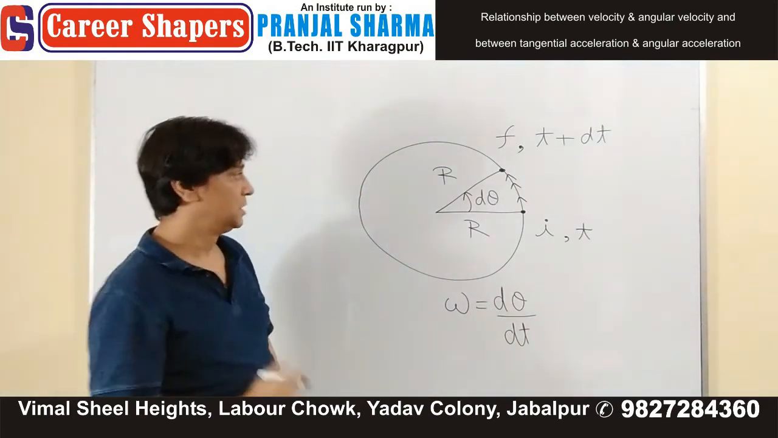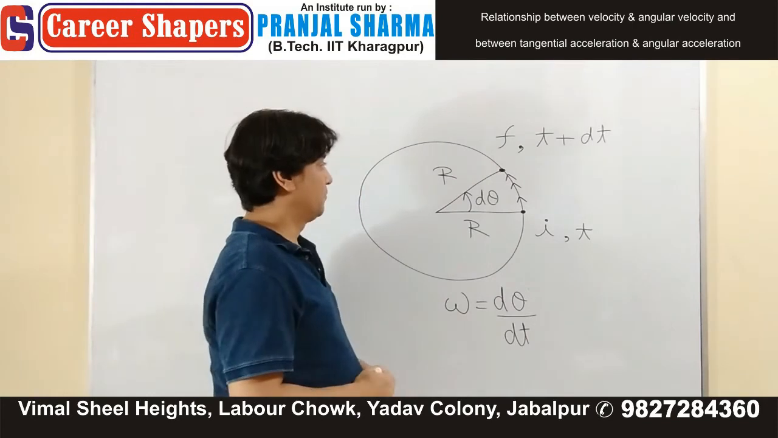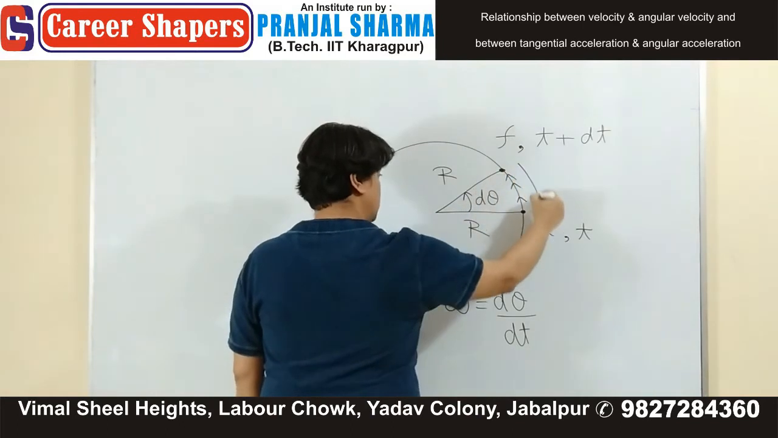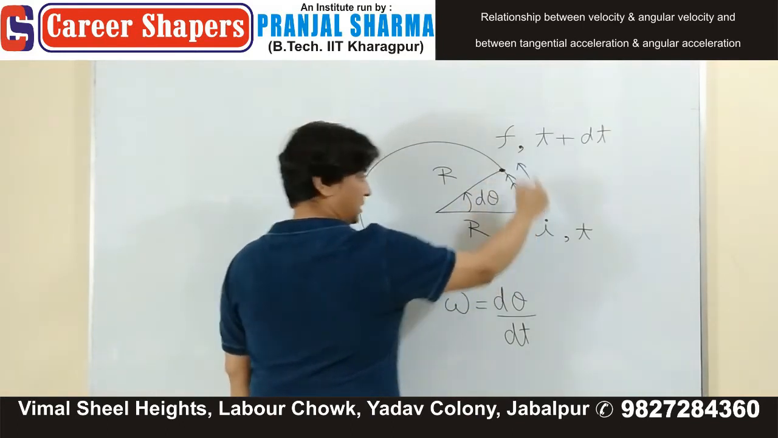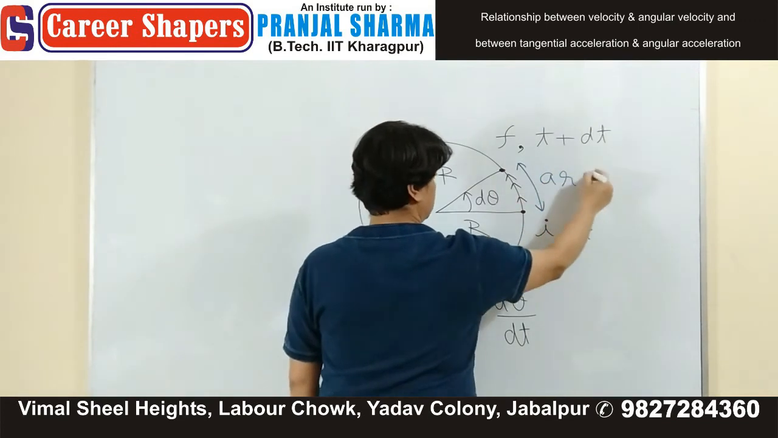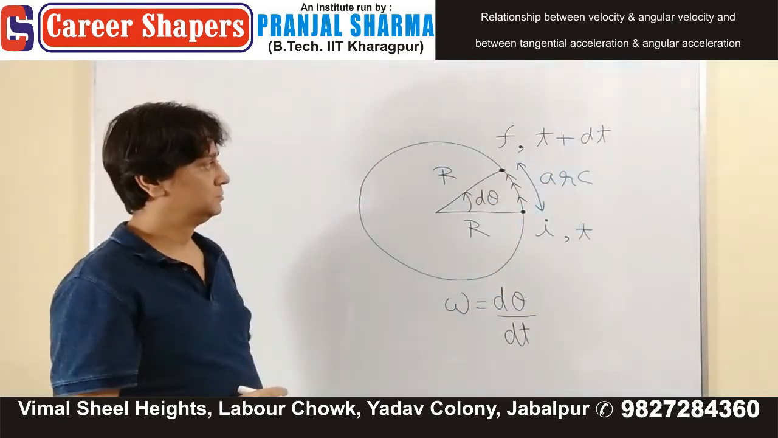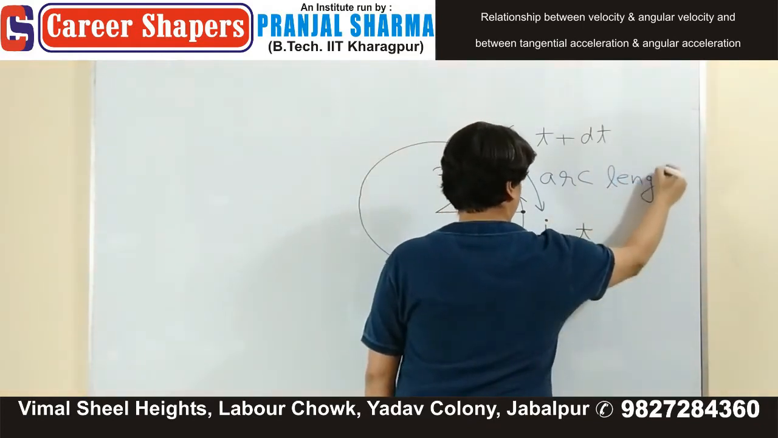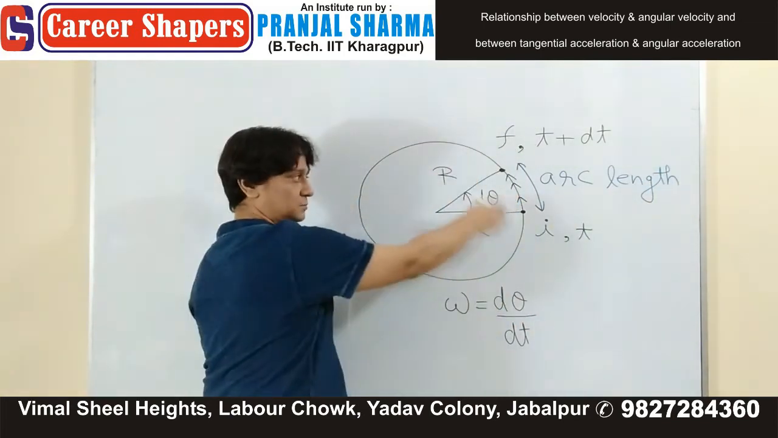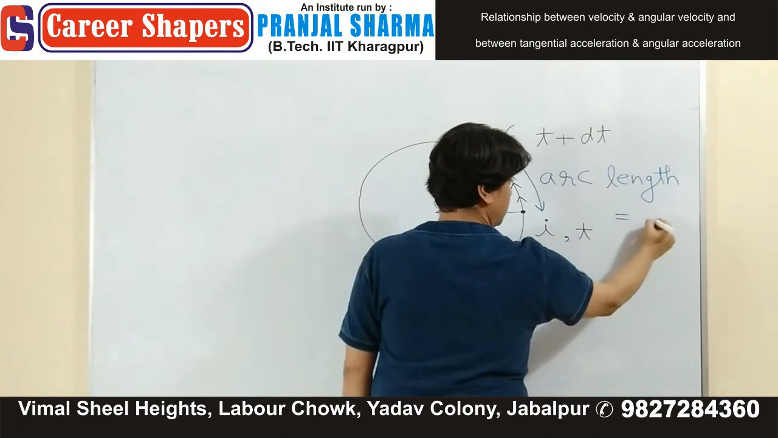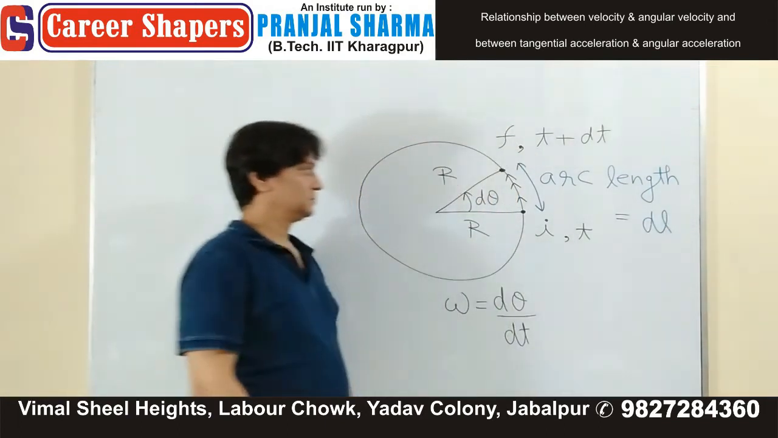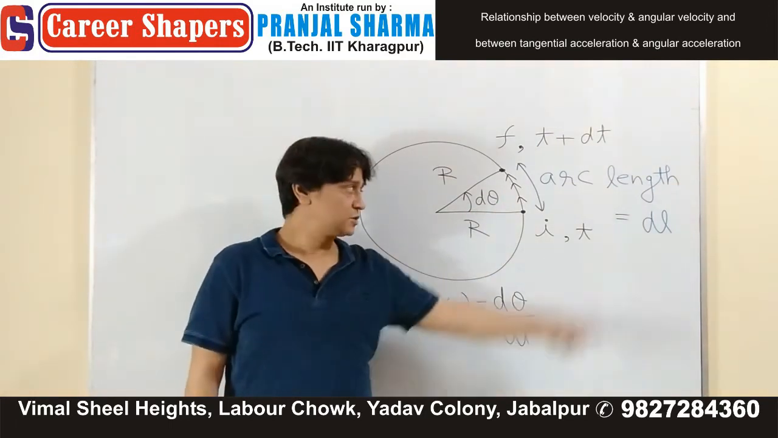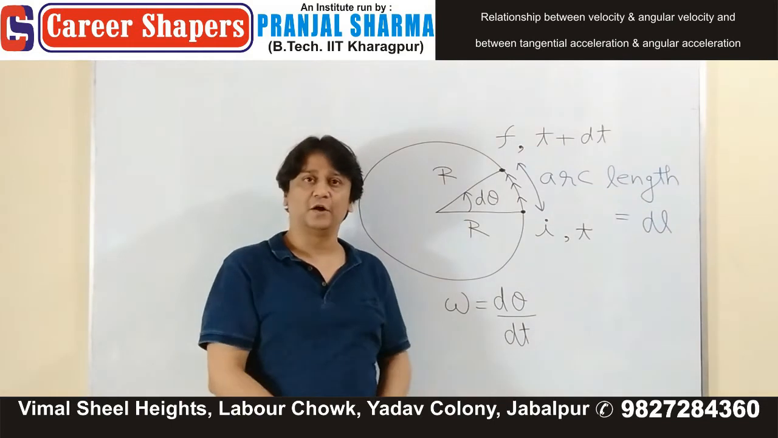Now, well, I haven't taught you this, but maybe you have the idea, and therefore I'm asking you. This much is called an arc. It's a circular arc. And I'm asking you the arc length. What is the length of this arc, which we'll call dl? It's a small angle and therefore the arc is also very small. Let's call it dl.